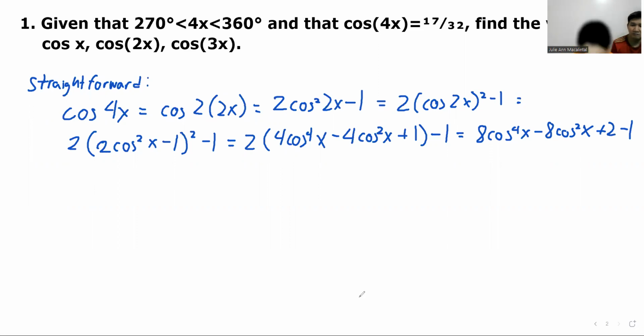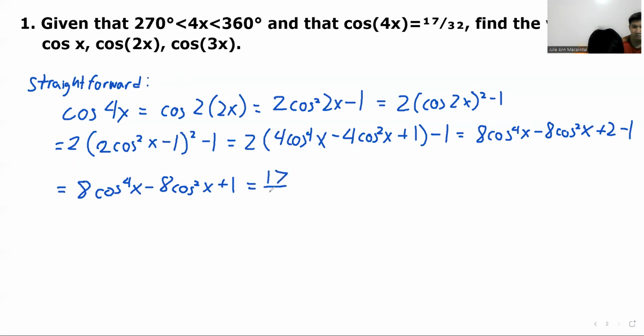Then maybe I should put the equals here. Then just simplify. Combine the like terms, especially the constants: 2 and 1, minus 1. Then, since cosine 4x was 17 over 32, we can equate this to 17 over 32. To make things easier, let's set u equal to cosine x.